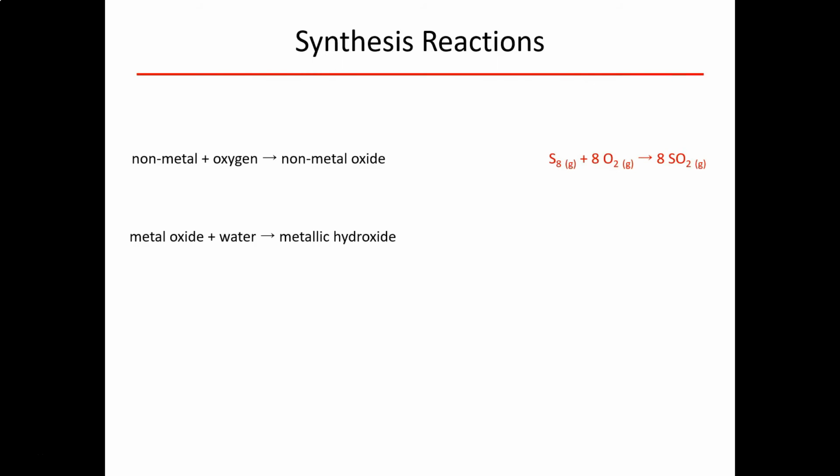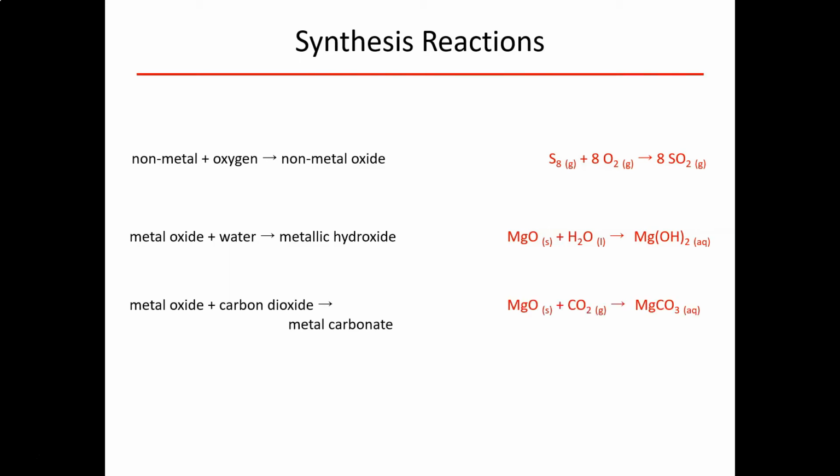A metal oxide plus water can give me a metal hydroxide or a base. So for example, magnesium oxide plus water will give me magnesium hydroxide. And a metal oxide plus carbon dioxide can give me a metal carbonate. For example, magnesium oxide plus CO2 will give me magnesium carbonate. And a non-metal oxide plus water will give me an acid. So sulfur trioxide plus water will give me sulfuric acid.